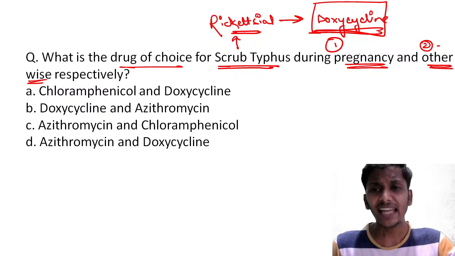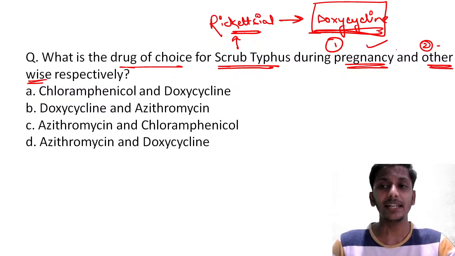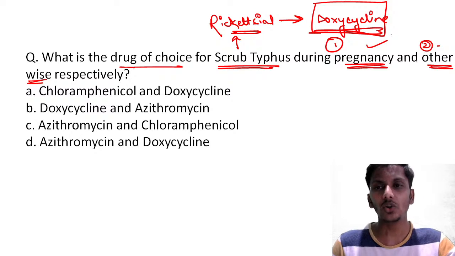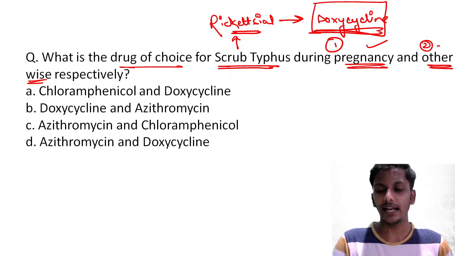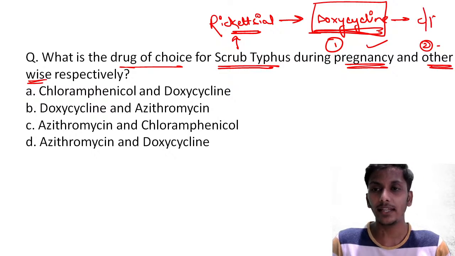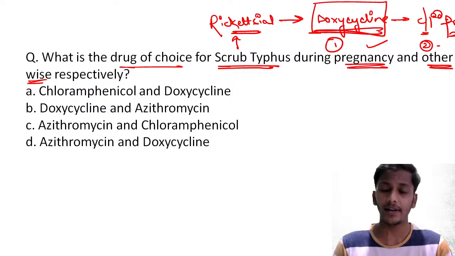But what did they ask first? First they have asked pregnancy, and then they have asked otherwise. So the first option over here should be pregnancy. And as we all know, doxycycline or any of the tetracycline group of drugs is teratogenic. They are usually contraindicated in cases of pregnancy. And why? What is the reason? Because they cause some bone and dentition issues, right?